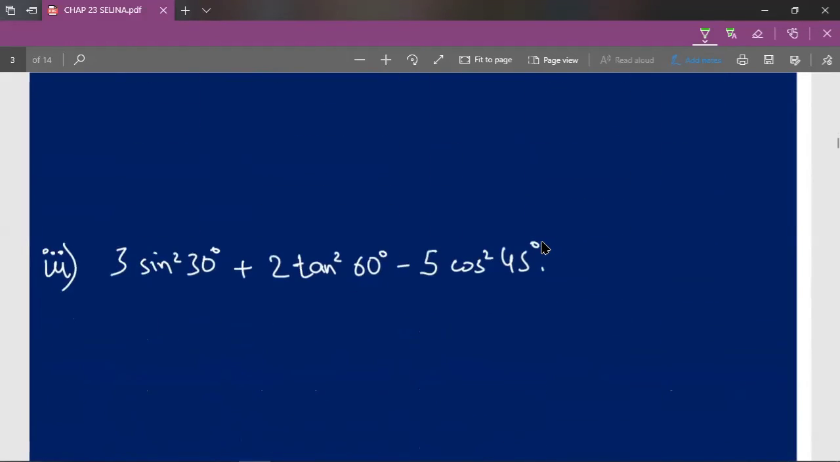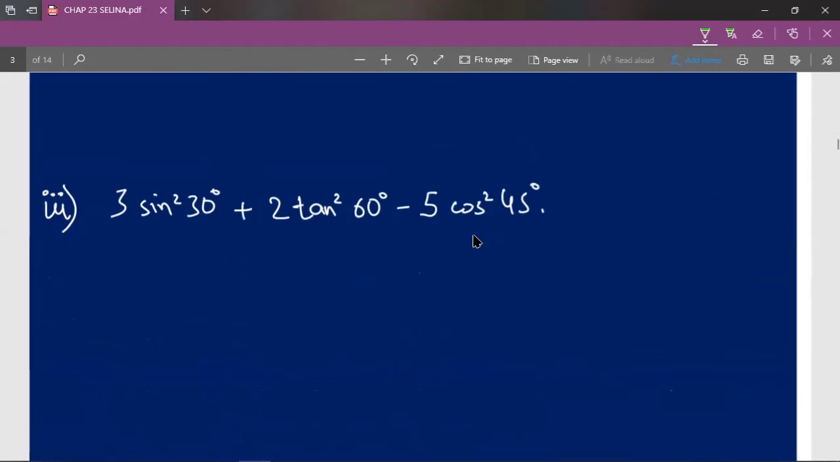The rest of the questions I'll be doing in various other future videos, so you could refer to those videos. Our final question will be 3 sine square 30 degree plus 2 tan square 60 degree minus 5 cos square 45 degree. Now over here, first of all, we'll divide the question into parts. This is the first part, this is the second part, and this is the third part.